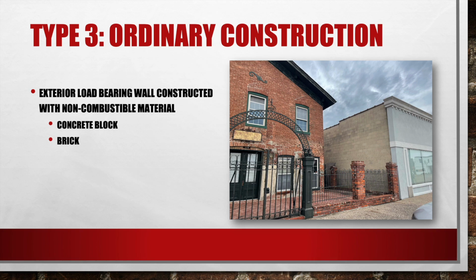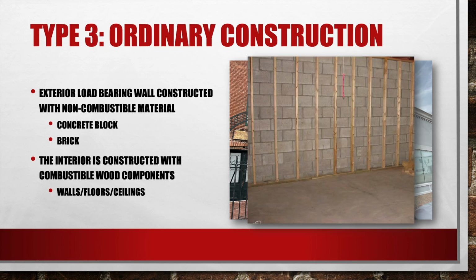Our exterior load-bearing walls are constructed with non-combustible material, which could be concrete block, which you can see on the Bravo side of the building on the right, or it could be brick, as you can see on this building on the left. The interior is constructed with combustible wood components, and this would include the walls, the floors, and the ceilings.